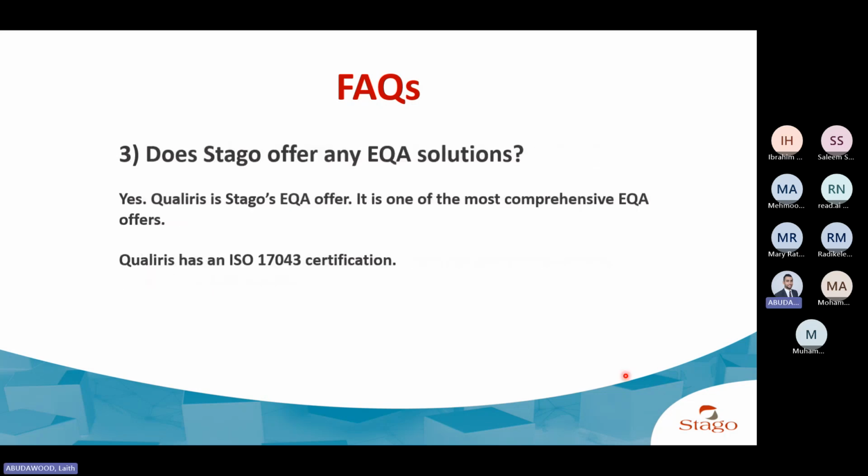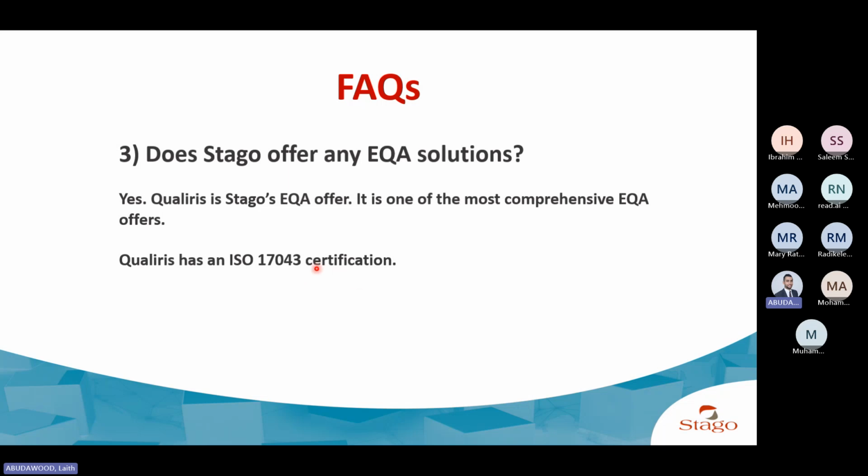Now, question 3. Does Stago offer any EQA solutions? Yes, that's Qualeris. Now, some customers will tell you, no. How come Stago offers an EQA solution? An EQA solution must be from a third party. That's not true. It must be certified by ISO, and the number of the certification is 17043. It must be certified by ISO as a PT provider, or a proficiency testing provider, or an EQA provider, all the same thing. So if a company has an EQA certification from ISO, then they can legally work as a PT provider. You don't have to be a third party.